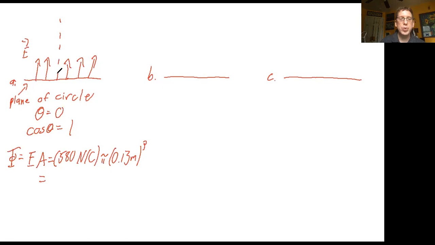And you get 31. And so the units of electric flux are 31 Newton meters squared per coulomb. So that's the electric flux in the first case. Now in the second case, we have our line that's perpendicular to the surface, and we're told that the face is 45 degrees to the field lines.